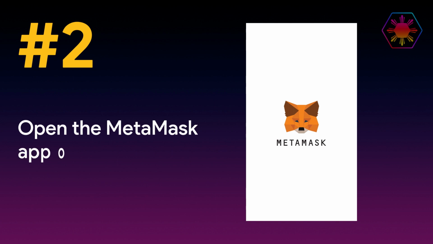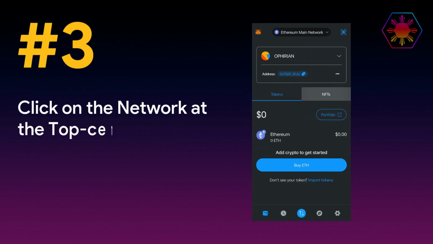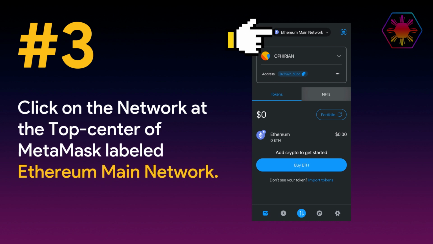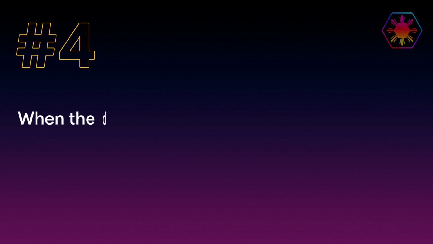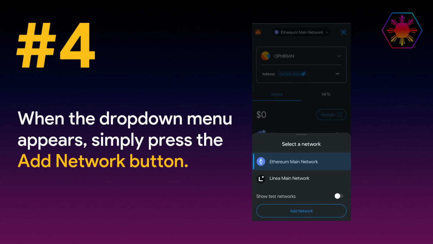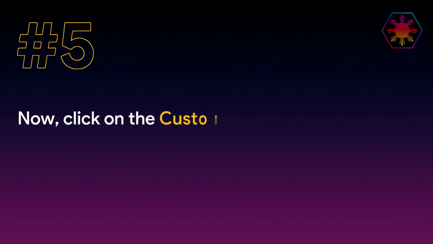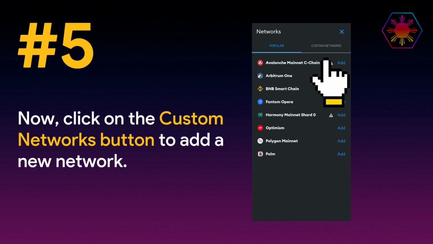Open the Metamask app on your device. Click on the network at the top center of Metamask labeled Ethereum Main Network. When the drop-down menu appears, simply press the Add Network button. Now, click on the Custom Networks button to add a new network.